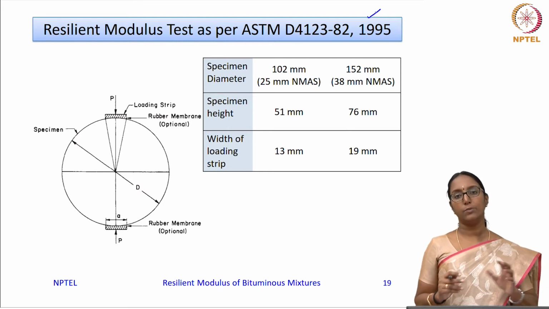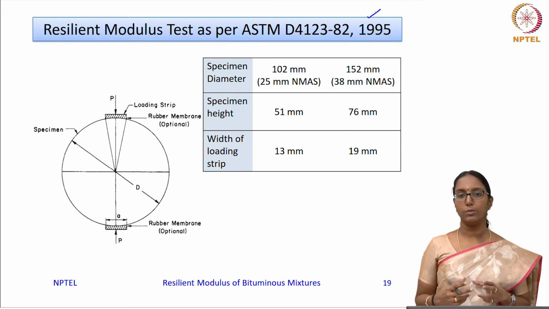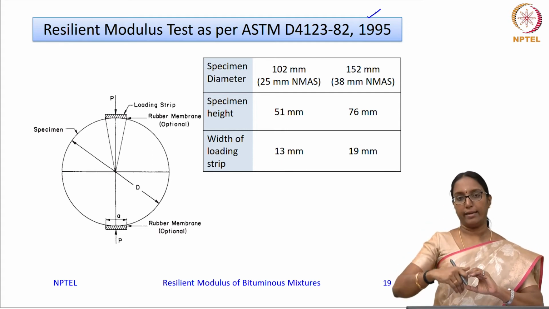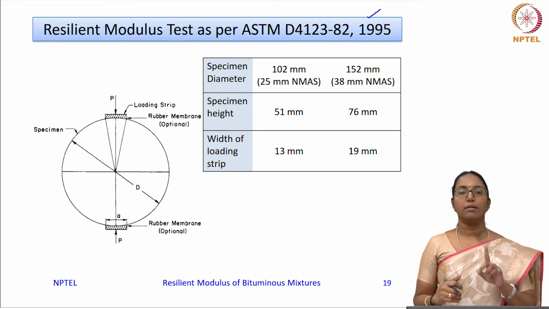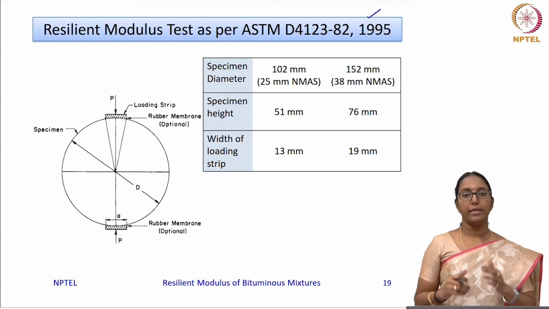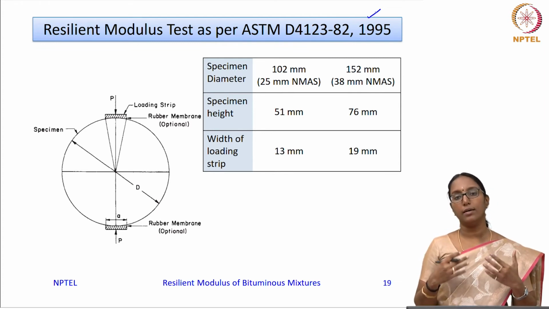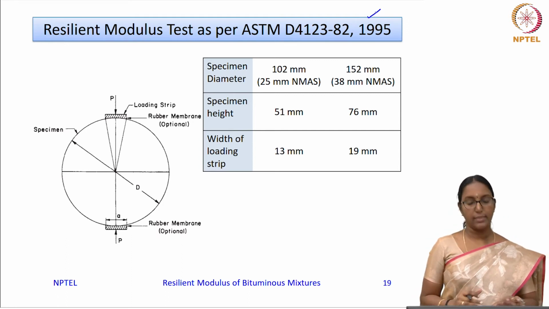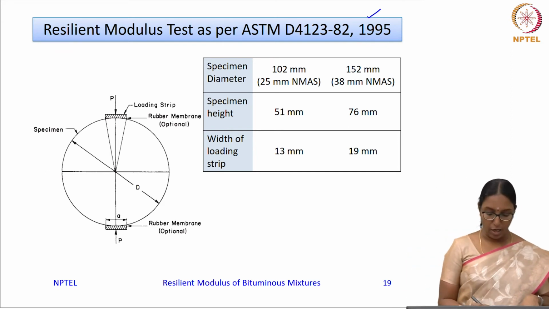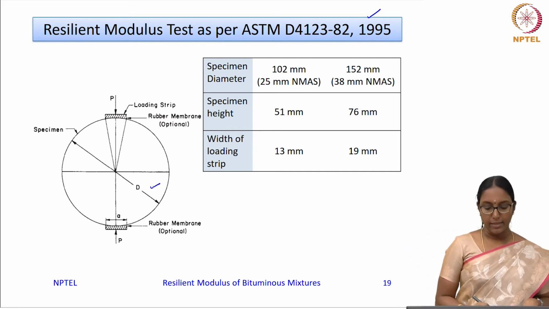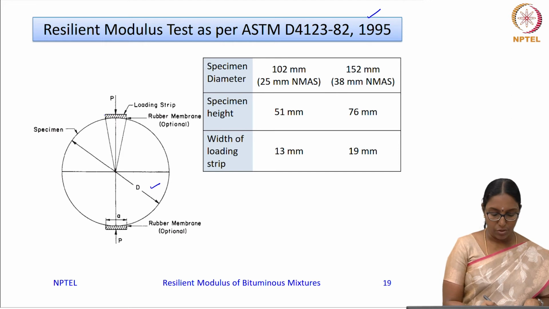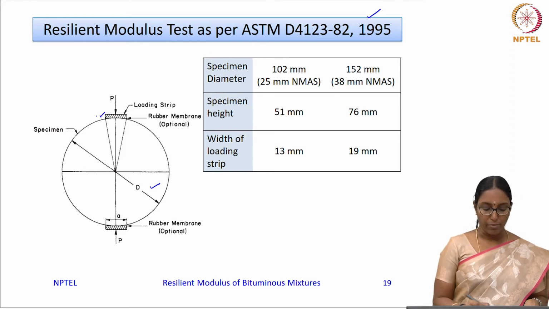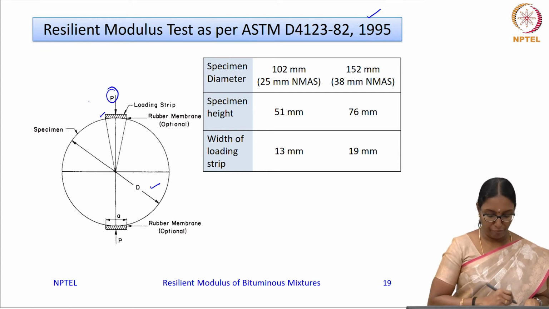Here a cylindrical specimen will be subjected to loading in the diametral direction, and then a repeated compressive Haversine load will be applied, and you will record the deformations that happen. This is what we are capturing. This is a typical sample shown here of diameter D, and it is loaded along the diametral axis. Through the loading membrane you apply a load of P.